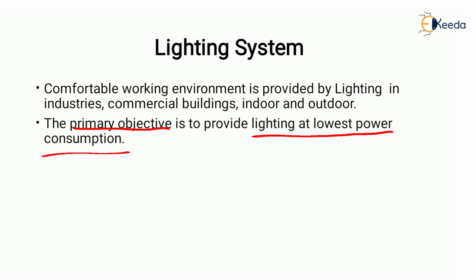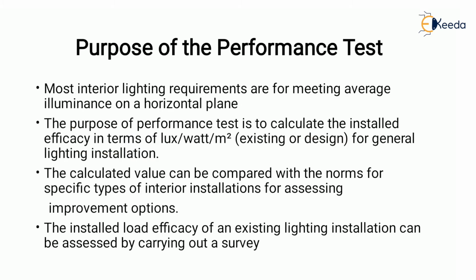So now let us see what is the purpose of performance test. The purpose of performance test is most interior lighting requirements are for meeting average illumination on the horizontal plane. The purpose of performance test is to calculate the installed efficacy in terms of lux per watt per meter square for a general lighting installation.